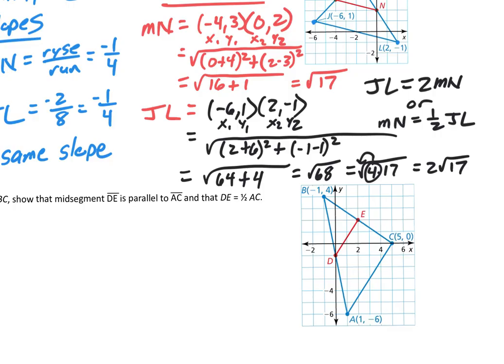4 times 2 is 8. 8 divided by 2 is 4. Okay. It says the same thing, just says it in a little bit different way.